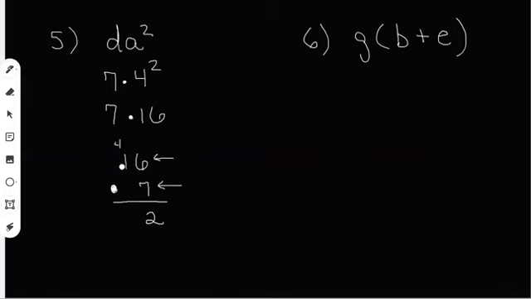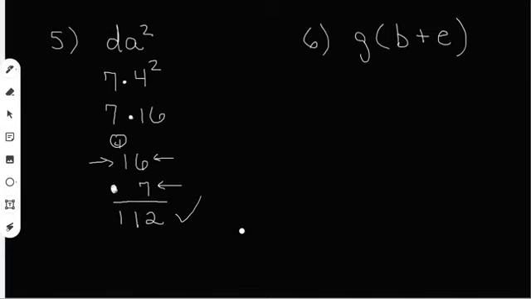Now I do 7 times 1, which is 7. But if I add this 4 at the top, I get 11. So once I put down my 11, I get 112. And that'll be my answer. 112.